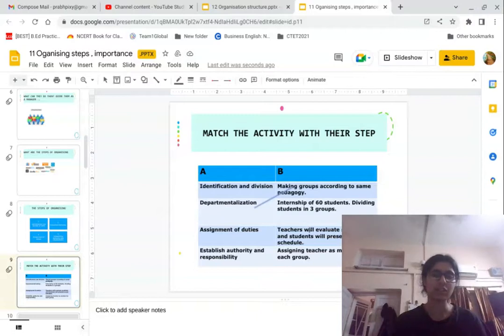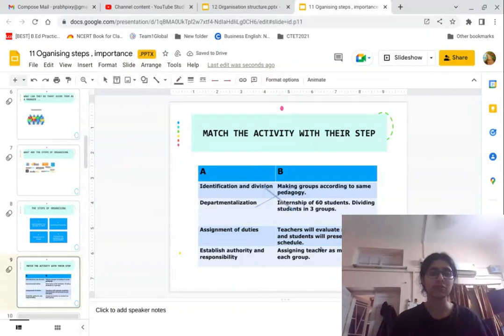Internship of 60 students, dividing the students into three groups. Firstly, we have identified how many students there would be, 60 students. For the sports club also, we will check the attendance of the students and then we will divide them. Okay, so that's our first step.